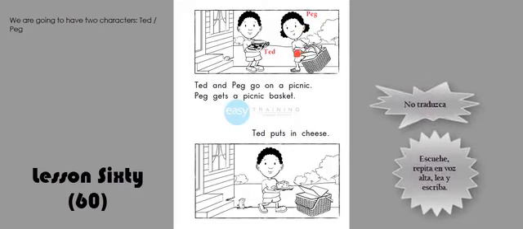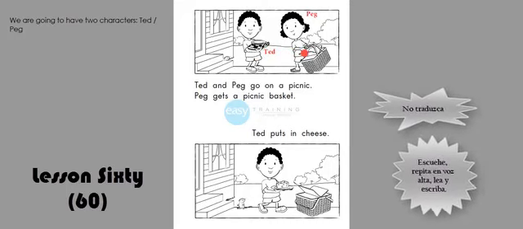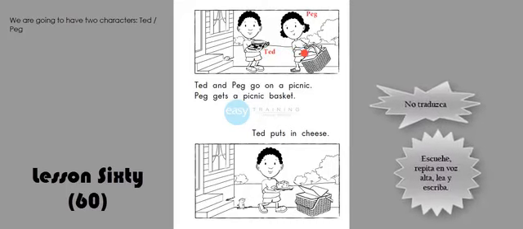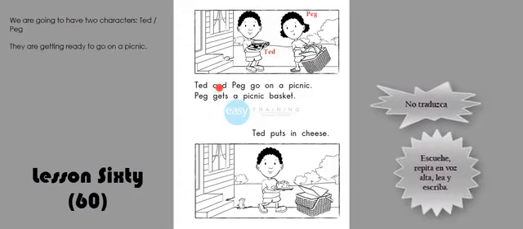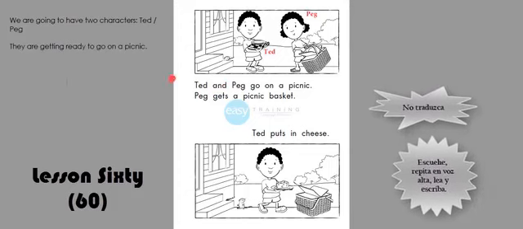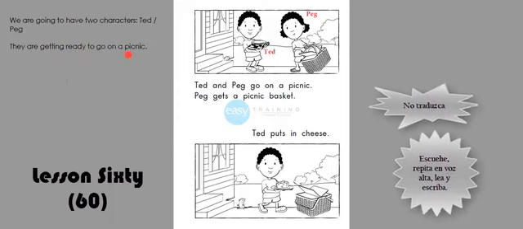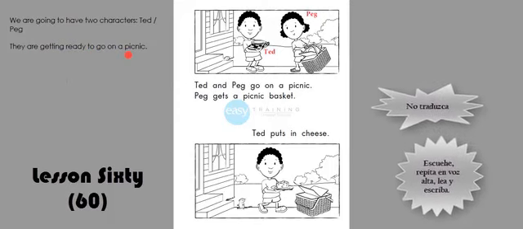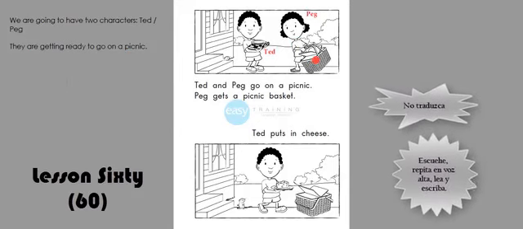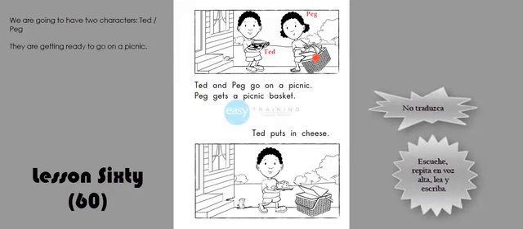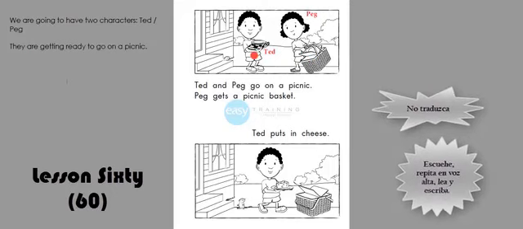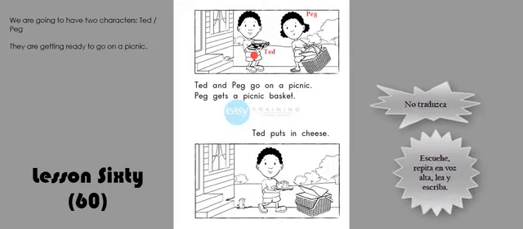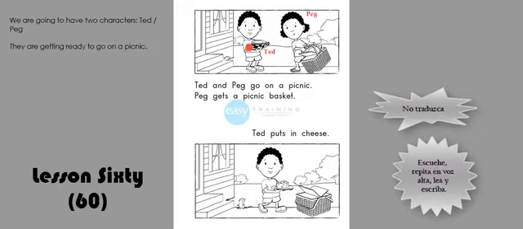You see here, they are getting ready to go on a picnic. Let me write this. They are getting ready to go on a picnic. They are preparing to go on a picnic. Here is Peg. She gets a basket. A picnic basket. And here is Ted. He gets some plates, and this looks like a tray, I'm not sure.